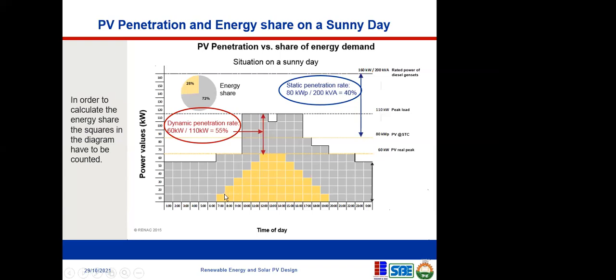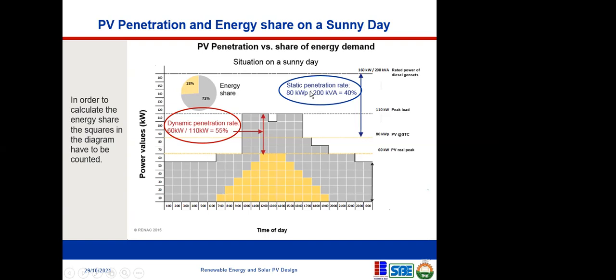Now let us look at the penetration rate and the energy ratio of these two combinations. You have a diesel generator that can do 160 kilowatts. I have a solar system that can do 80 kilowatts, but in reality, it's just about 60 kilowatts. Now, this blue section that you're seeing here is showing all the static penetration rates. Static penetration rate is talking about installed capacity. So the installed capacity of the solar system is 80 kilowatts. Remember, we have 80 kilowatt installed capacity.